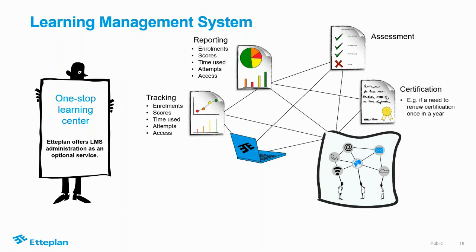A complete learning management system consists of at least tracking, reporting, assessment, certification, social learning, and of course, the learning. Etteplan offers consultation and administration regarding learning management systems. In the picture, you can see examples of tracking. You can track scores, time used, how many attempts you needed to get the course done, and who has access and access groups.